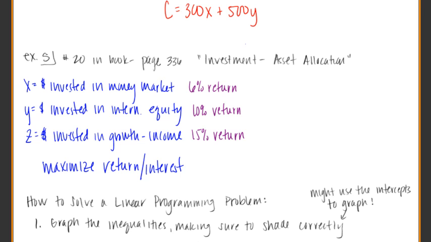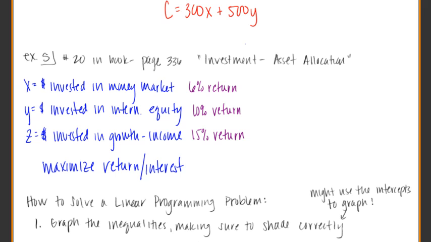Okay, so we have three different funds, and each of these funds has its own rate of return, so I made sure I wrote those out to the side. And the whole goal with this is we want to maximize our return, which is the same thing as maximizing the interest we get back, because the interest is what we're getting by letting the bank borrow our money.